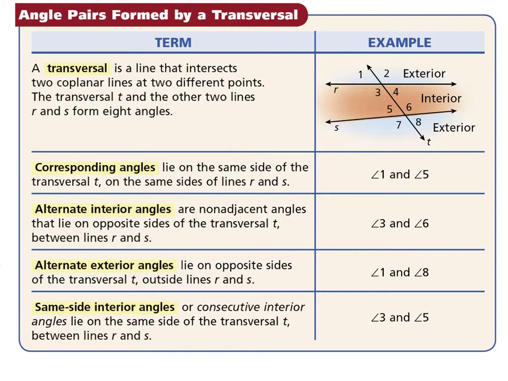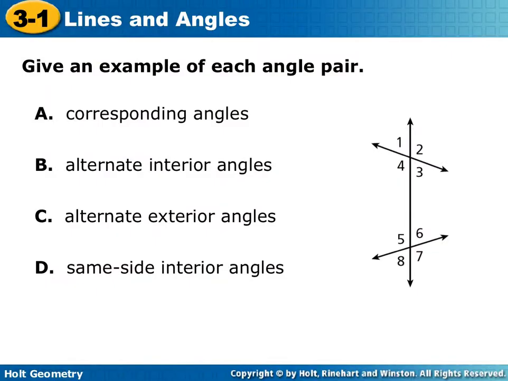All right, same side interior. Now, I do a lot of abbreviating, and you probably will too. I use CA for corresponding angles, AIA for alternate interior angles, AEA, and then SSIA. So you'll see me writing those abbreviations. That's what I mean. All right, let's go to the next screen. See if you can pick them out on a different picture.